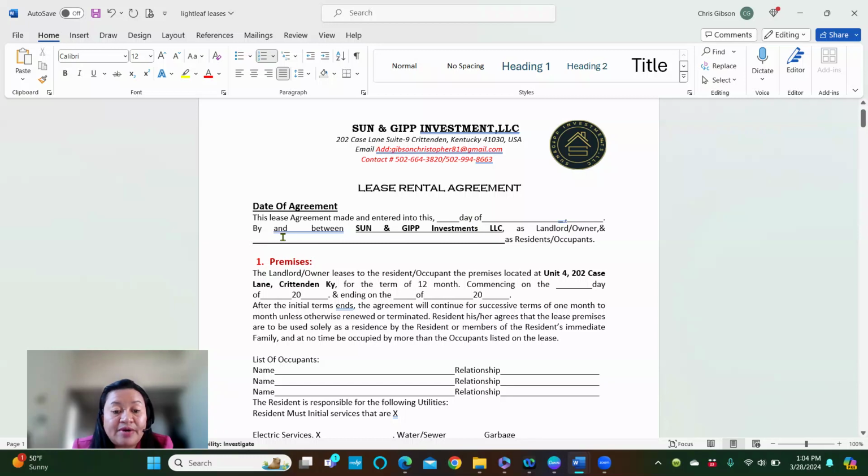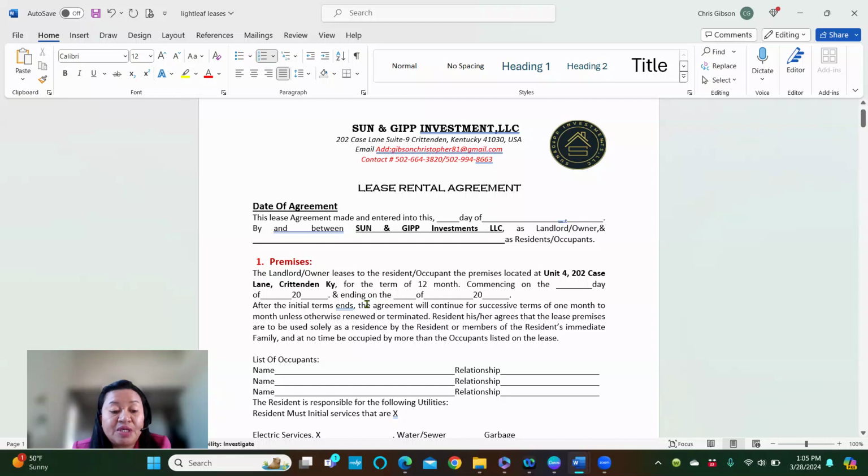And you must write here also your company name, not your name. We use our company name. We have an LLC, so write down in here Sarangip Investment LLC and the name of the resident. So here, number one is the premises. The premises is what the landlord owner leases to the resident occupant, the premises located in. We must write down in here the number of the unit that he or she is to live in. So here is, for example, unit 42, and the address of the property.